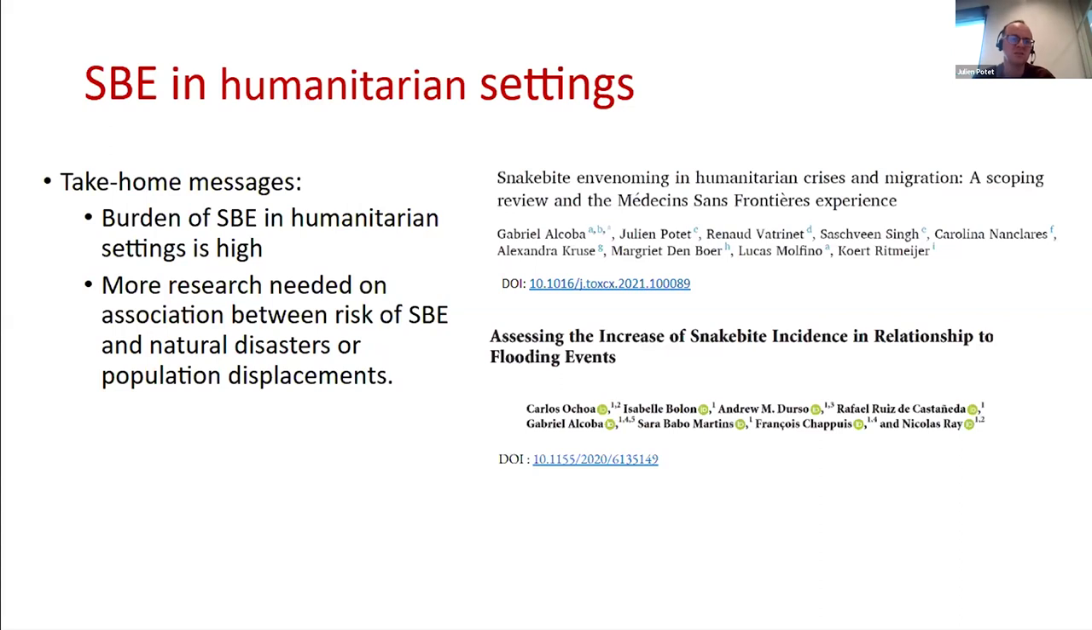And the take-home messages from our experience is that the burden of snakebite envenoming in humanitarian settings is very high, it may be underestimated. And more research is needed to explore and to better understand the potential associations between the risk of snakebite and a natural disaster. That's one, but also the risk of snakebite and population displacement. There may be some associations here that need to be further investigated.